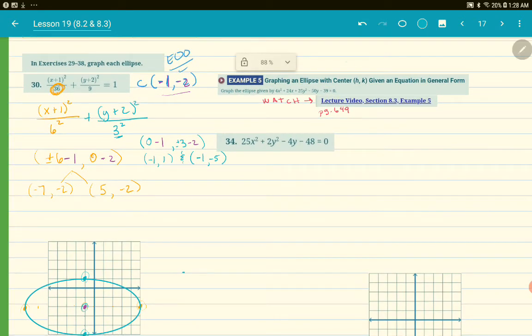So that's all well and good as long as you have your equation in standard form. But as you can see with number 34 and example 5, we're not given standard form, we're given general form. So I'd like you to pause this recording, go to your textbook on page 649, and watch the lecture video for example 5. And that walks through how to get from this general form to that standard form, and then we know how to graph once we're in the standard form. We just did it with number 30. So go ahead and watch that, and then come on right back.